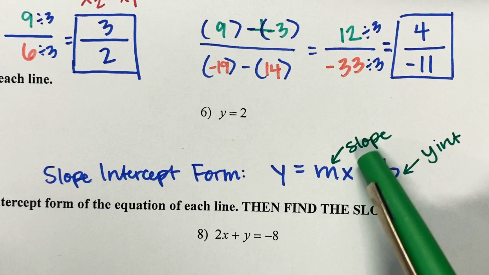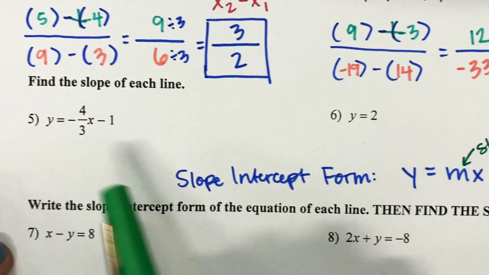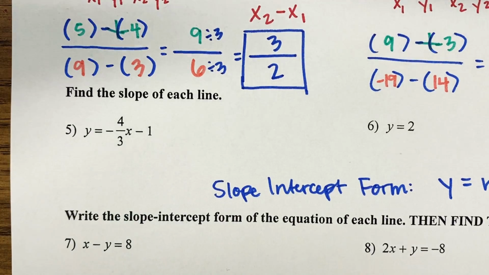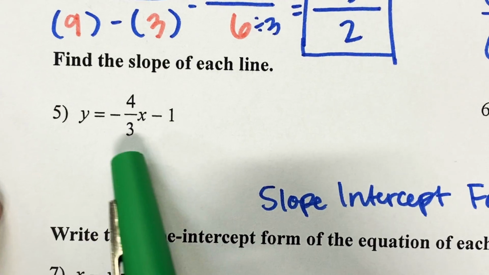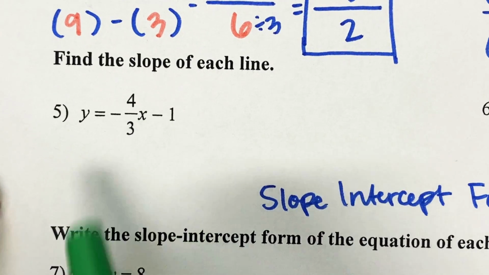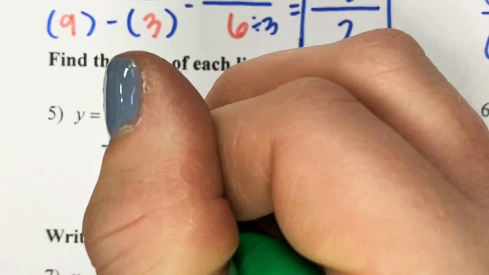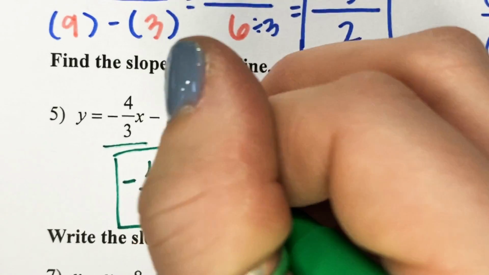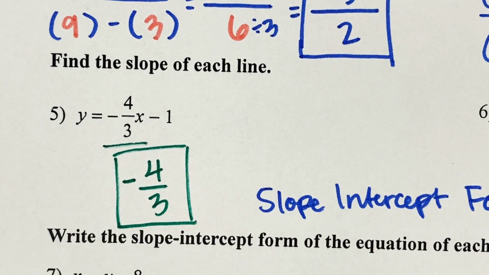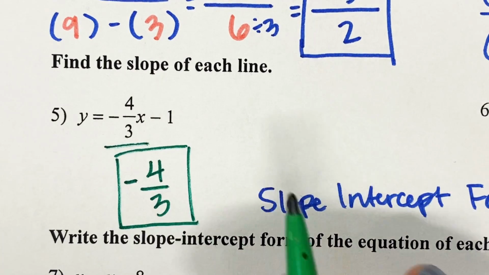So we're looking for our slope. If the slope is always the number right in front of the x, let's look at number 5. What number or fraction is right in front of my x? Find the x, what's right in front of it? It's going to be negative 4/3. So our slope is negative 4/3. Pretty easy peasy.